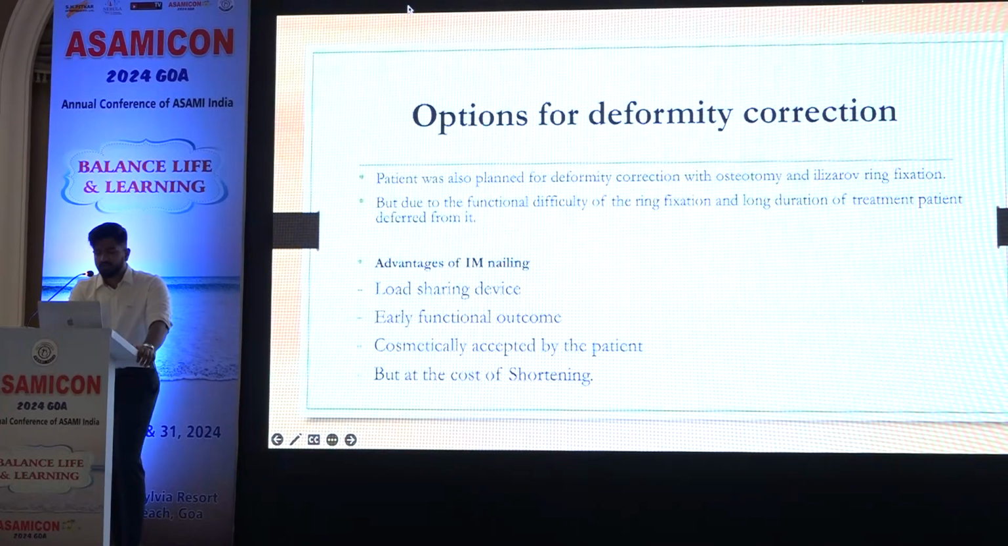Patient was planned for deformity correction with osteotomy and Ilizarov fixation, but due to the functional difficulty of the ring fixation and long duration of treatment, patient was not willing for the treatment. So intramedullary nailing was done. Intramedullary nailing being a load-sharing device with early functional outcome and cosmetically accepted by the patient, this was done. Because the immobilization post-surgery was also reduced, the effects of osteogenesis imperfecta, in which bone resorption is common, was also negated by intramedullary nailing.